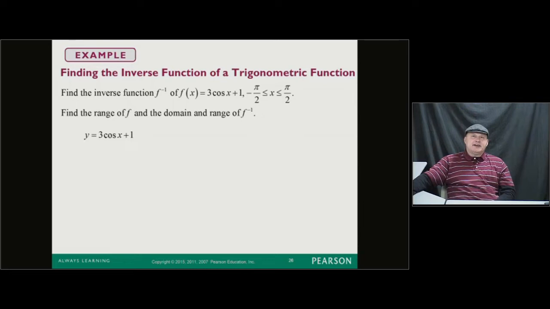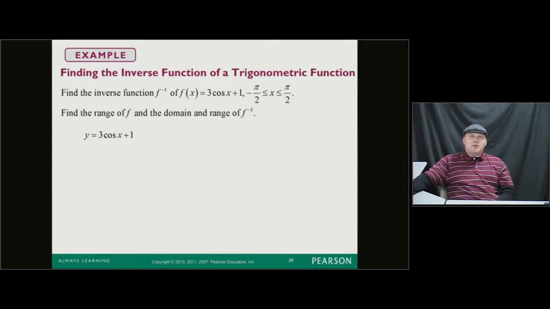Find the inverse of f of x equals 3 times the cosine of x plus 1. Now remember, x is between negative pi over 2 and positive pi over 2. That's important because you cannot apply a cosine inverse unless that's true. And then find the range of f and the domain and the range of the inverse function.